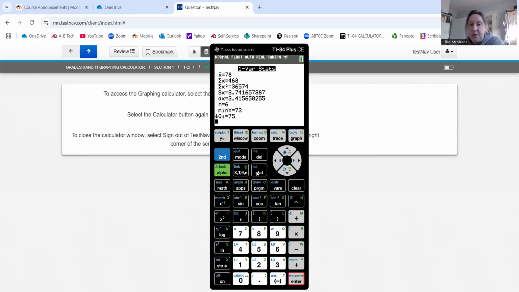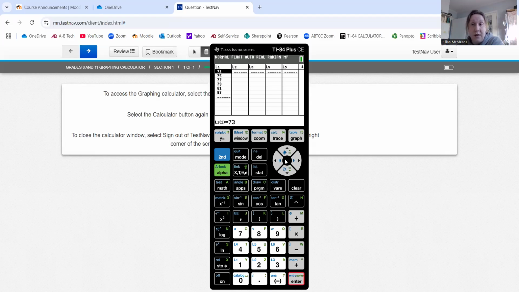All right, so let's go to stat. We want to edit a new list. So we're going to go to the edit menu. The first option is edit. So hit enter. And I want to clear this out. Typing over it is kind of risky, because you may miss something. So I'm going to go up until L1 is highlighted. I'm going to go down here to the clear button. I just want to clear the contents and then hit the down arrow.